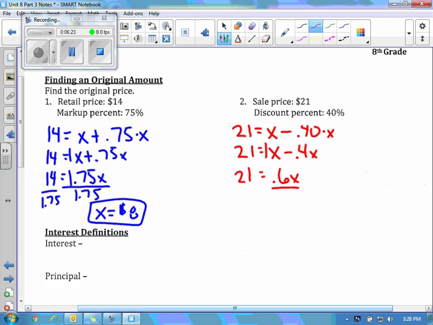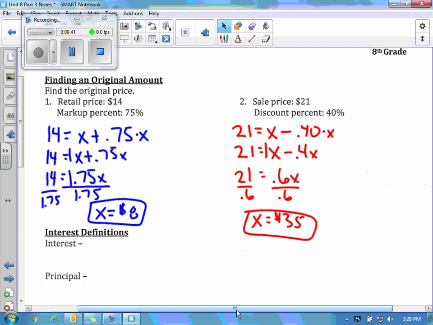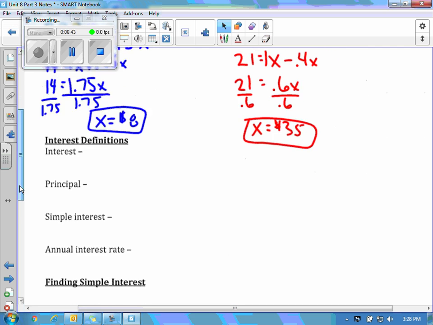I can now divide both sides by 0.6. So I'll get X equals $35. Now if you think about this, one also makes sense. My sale price was 21, which means my original price needed to be more. Okay, so this is where it can get confusing when we're working backwards here.